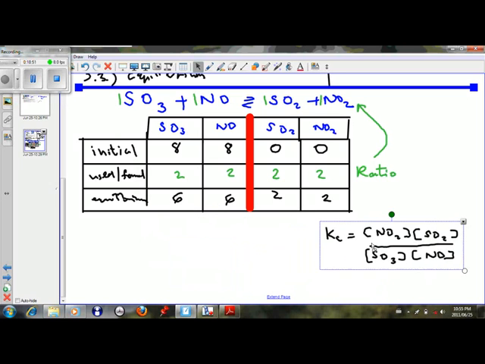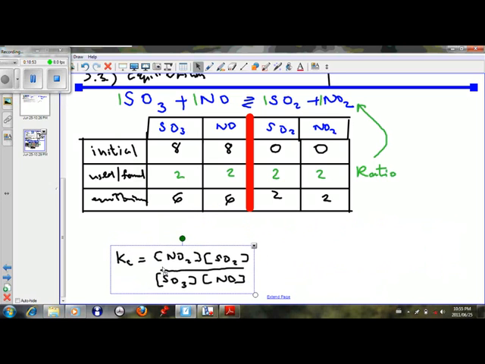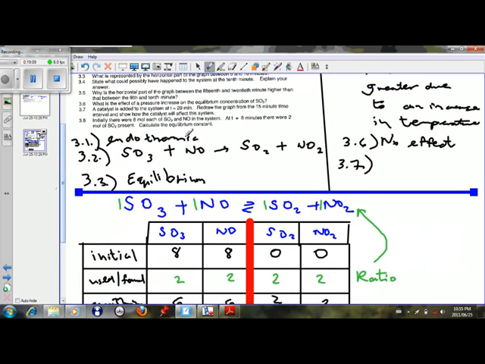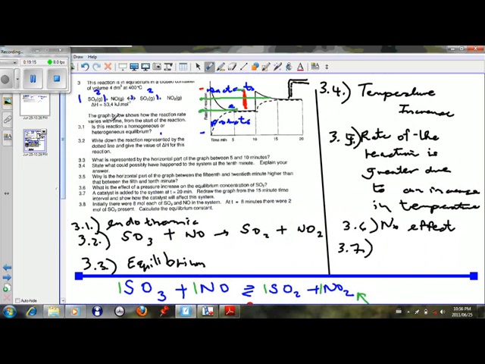So let me just put this a little lower because we have to work out our concentration. But how do we work out our concentration? Concentration is equal to number of moles over volume. So what is the volume of this reaction vessel? Let's just look back at our question. It does not tell us here. Maybe it will tell us at the beginning. Yes, it tells us here. We see that there's a 4 dm³ reaction vessel.